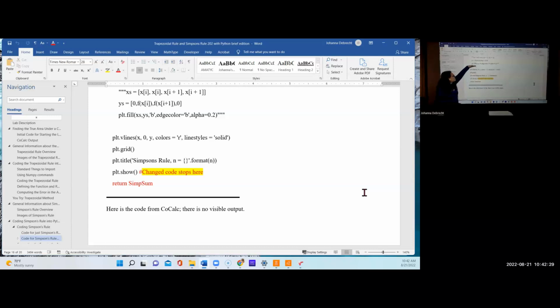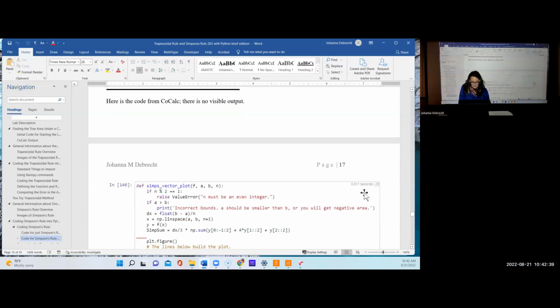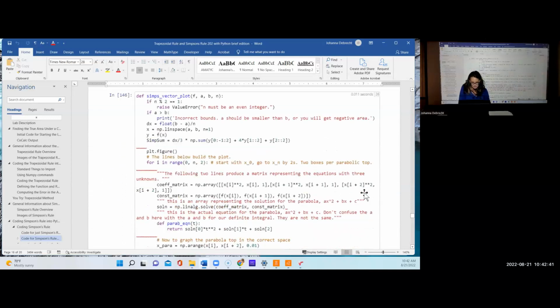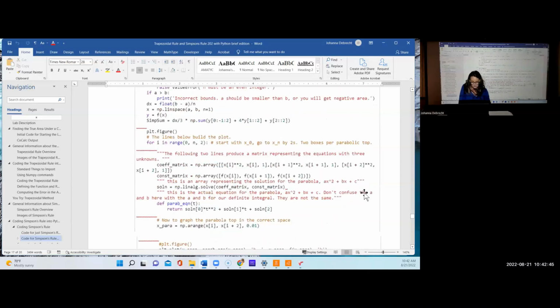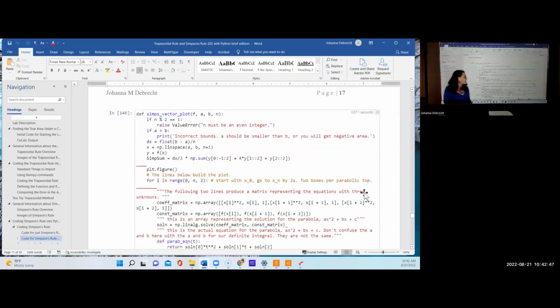So we're actually inserting the plotting commands inside of the Simpson's rule function. Now, there is no visible output from just the command until I call it up. So there's a lot of code here. And this is what it looks like in CoCalc.